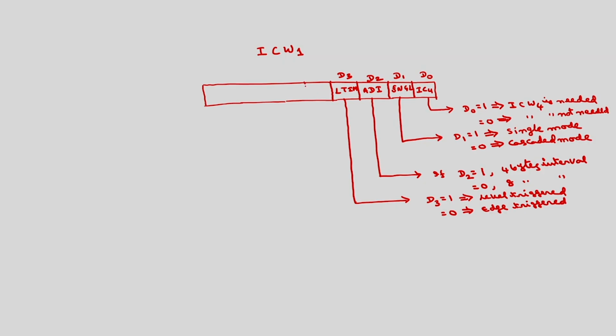And the remaining bits, D4, D5, D6, D7, are used only for 8085, whereas in 8086 they are don't cares. In 8085 they have some different purpose, but here we are discussing only 8086, so they are don't cares. And the D7 bit is A0. One of the pins of 8259A is A0. For ICW1, this A0 is equal to 0. This is equal to 1 for ICW2.